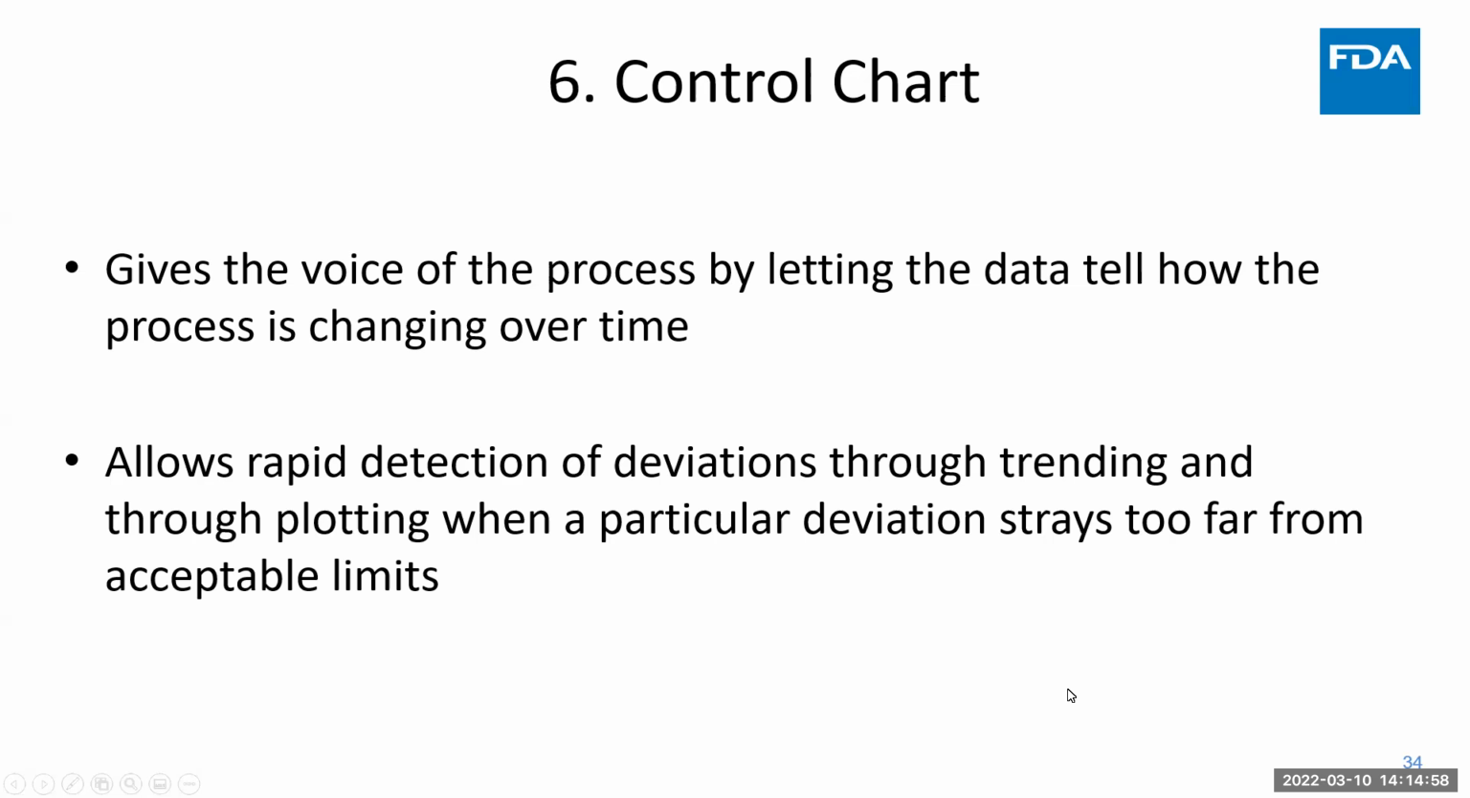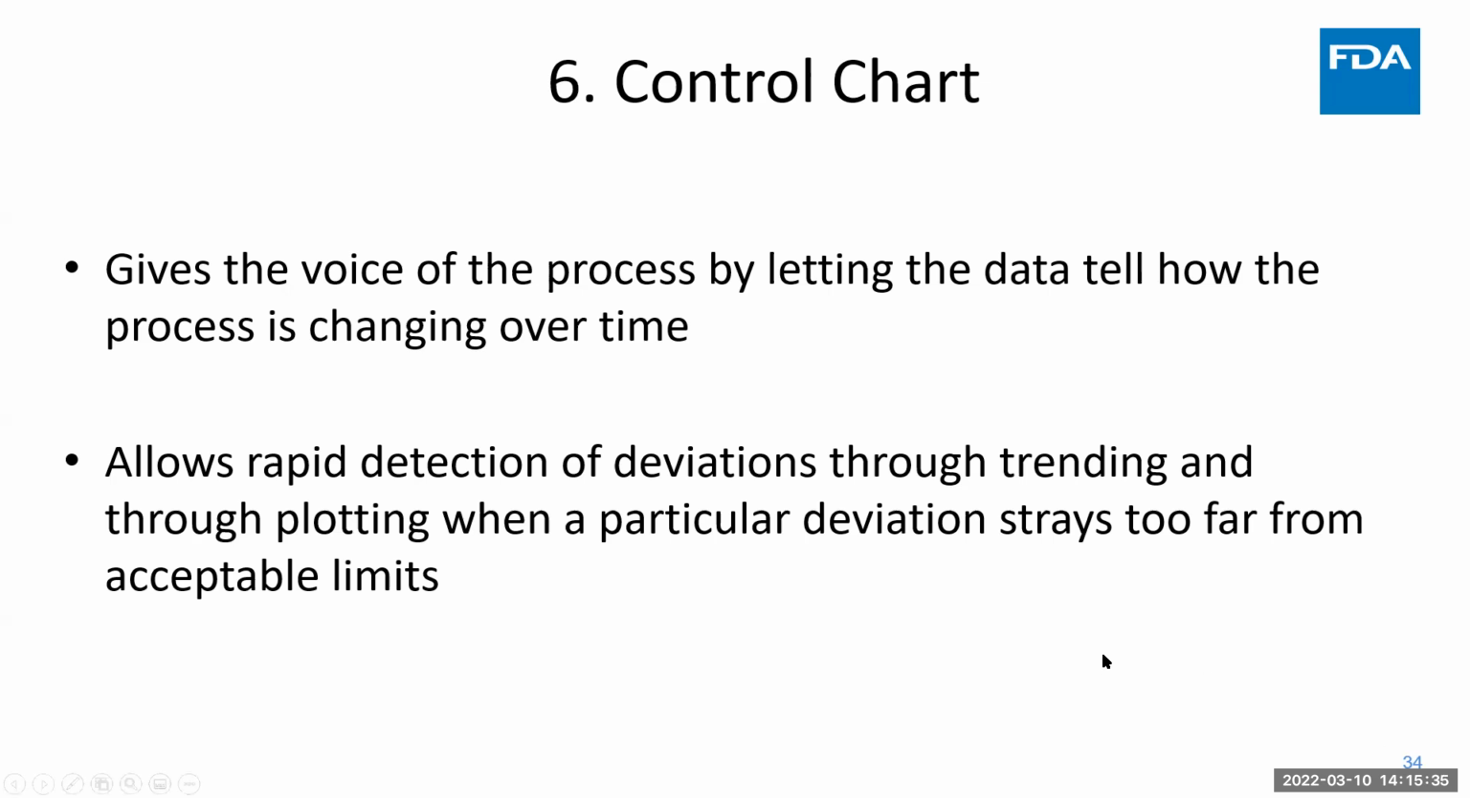Next slide, please. Now we're moving on to some more sophisticated tools. We're going to talk about control charts. Control charts have been in use for nearly 100 years, and they are one of the oldest quantitative tools available to quality managers, but they've endured precisely because they're a good way to portray a process in a manner that allows quick interpretation of the data. They give the voice to the process by letting the data tell how the process is changing over time, and they allow for rapid detection of deviations through trending and through plotting when a particular deviation strays too far from acceptable limits.